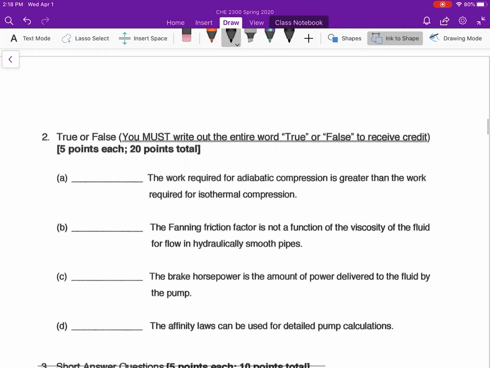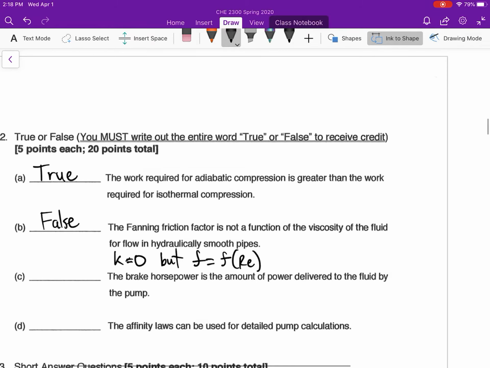Question 2, true false. The work required for adiabatic compression is greater than the work required for isothermal compression. That is absolutely true. The fanning friction factor is not a function of the viscosity of the fluid for flow in hydraulically smooth pipes. That is false. For hydraulically smooth pipes, K is equal to 0, but my fanning friction factor is a function of the Reynolds number, regardless if my pipe is hydraulically smooth, and the Reynolds number is a function of viscosity, so that statement is false.